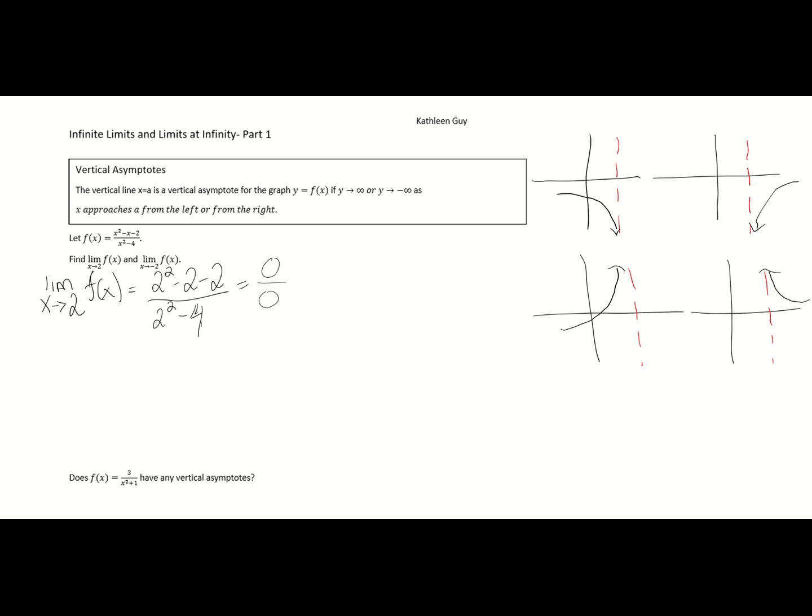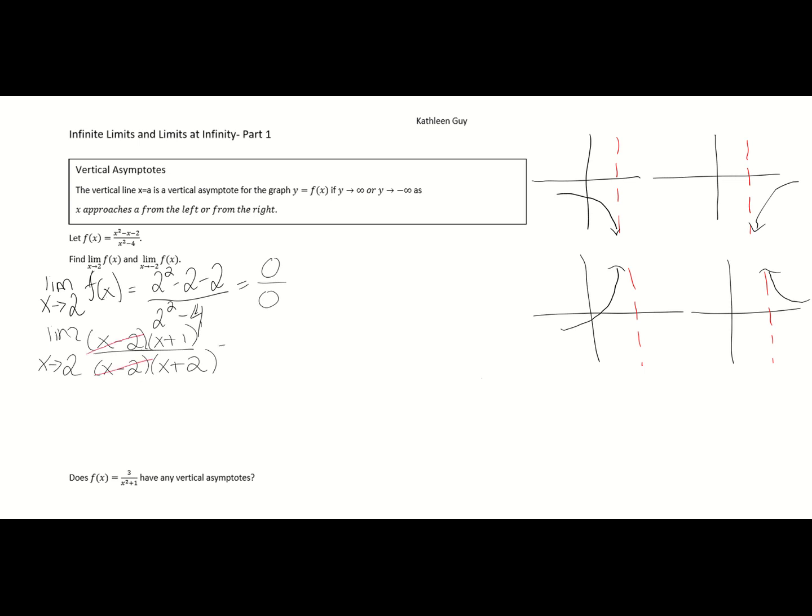So the next thing that I want to do is try to go to one of my go-tos. I want to try to simplify it, factor. So I'm going to have here the limit as x goes to 2, and let's see if this factors out nicely for us. This will give me x minus 2 times x plus 1 over x minus 2 times x plus 2. Don't forget to check your factoring by FOILing, very important. And here something magical happens, the x minus 2's do cancel.